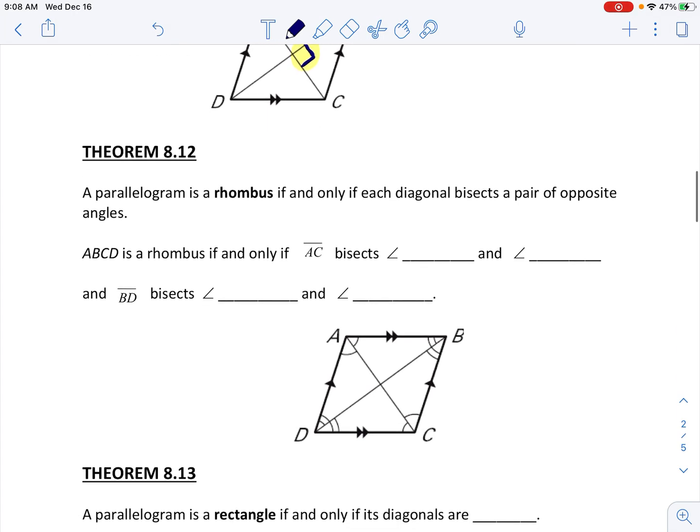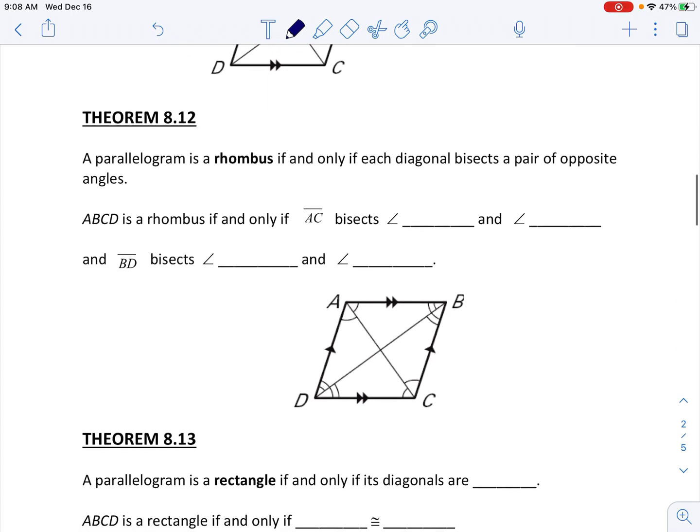There's another thing that happens with the angles, actually. A parallelogram is a rhombus if and only if the diagonals bisect the pair of opposite angles. So what you're seeing here is these diagonals come in and cut these angles in half. So I'm just highlighting them right now. But every angle gets cut in half. So ABCD is a rhombus if and only if AC bisects angle DAB and angle BCD. And then also the other one's bisecting. So BD is bisecting angle ABC and angle ADC.